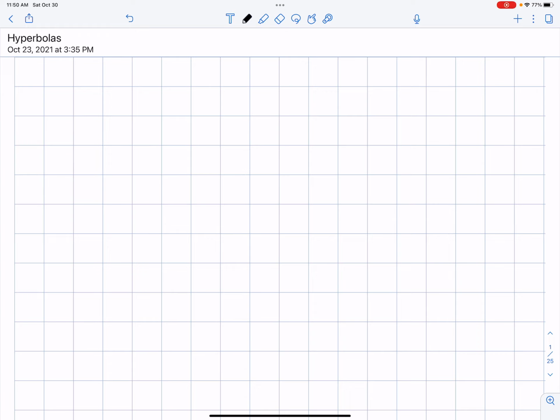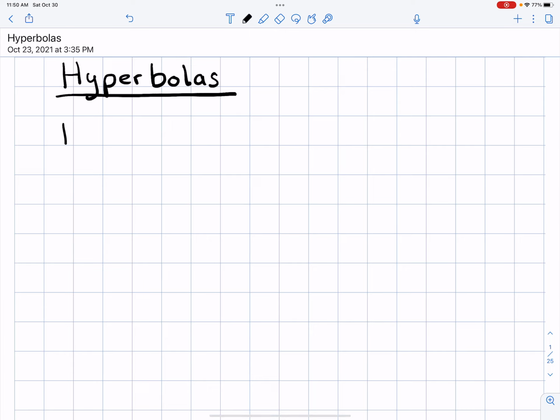Hello. Today we're going to introduce one more of your conic sections when we talk about hyperbolas. And you're going to find that hyperbolas look a bit different than some of the other conic sections like ellipses and circles. But the way they're defined and the way that the equations are derived is done in a somewhat similar manner. All right, so let's first define what a hyperbola is.